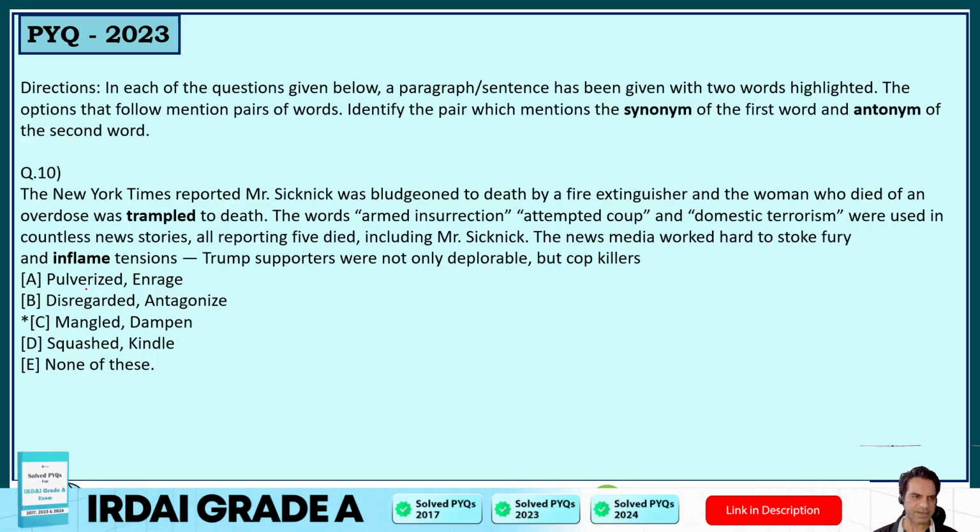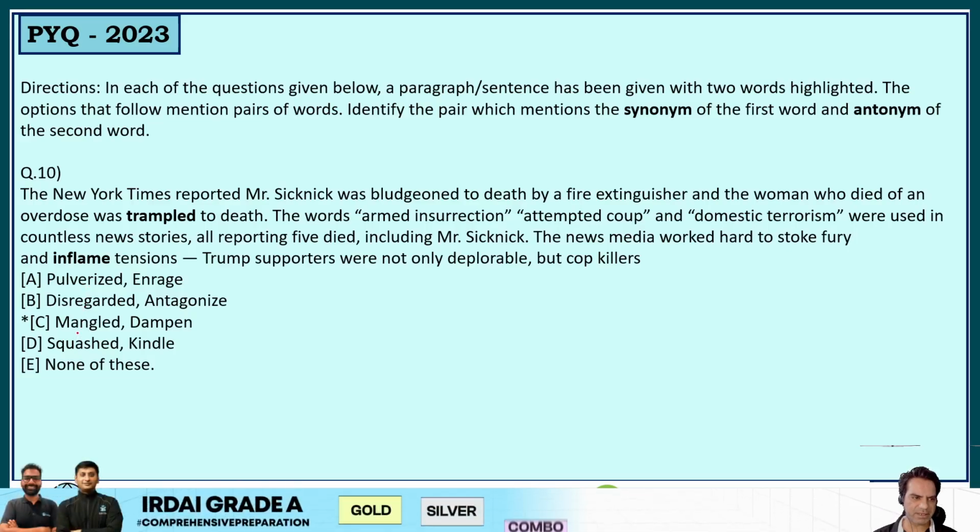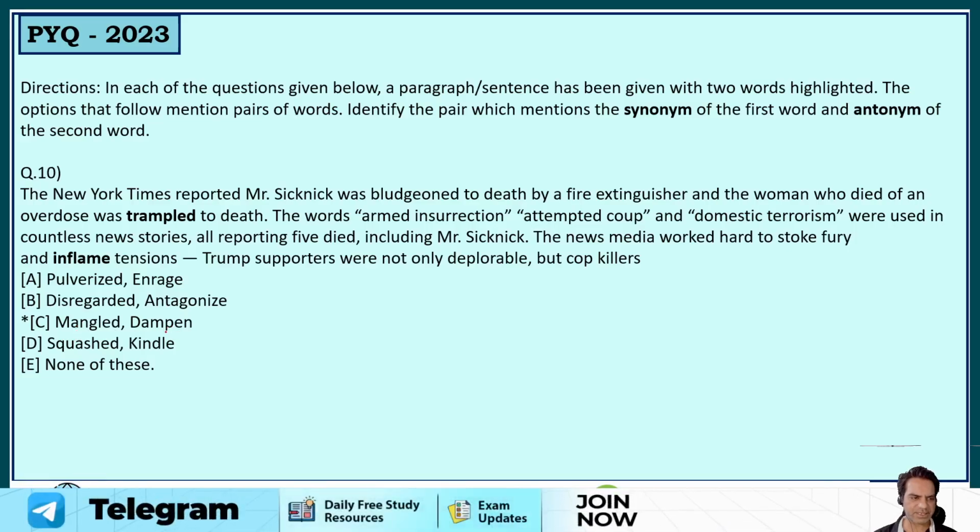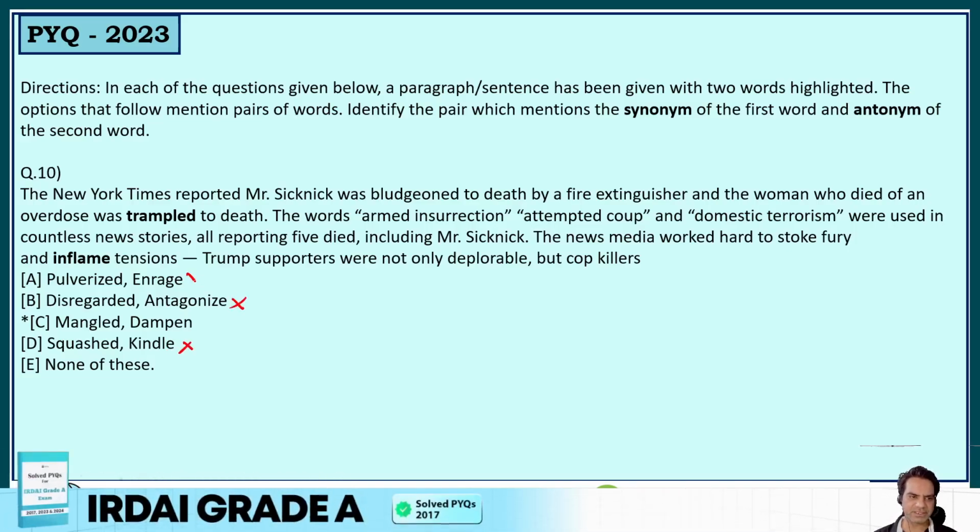So trampled is pulverized, disregarded, mangled, squashed. So mangled and squashed could be possible, but let's look at the second word. Antonym of inflame is dampen, kindle is synonym. Antagonize is synonym, enrage is synonym. So only option C is the correct choice left. Mangled and dampen, tension. So that's the opposite of inflame.